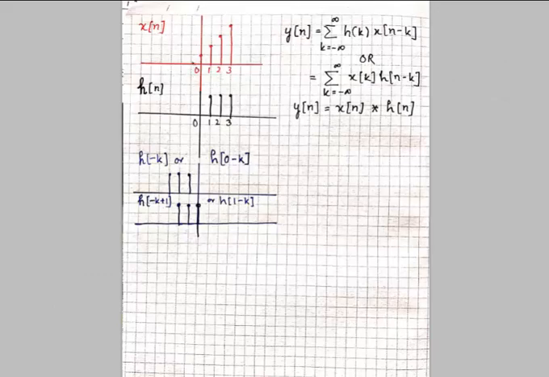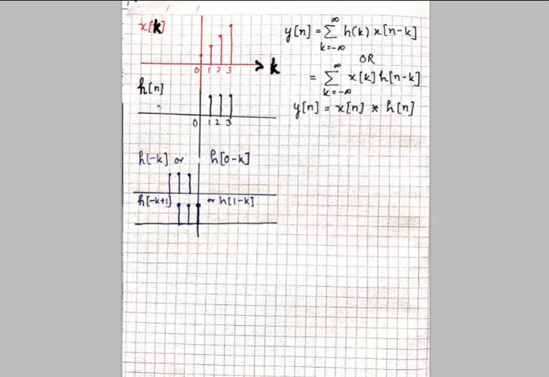Our first step is to convert this x of n into k, which is very easy. You simply replace n with k, and because this axis was n earlier, you will say this is the k axis. So that's about it. Everything that you see on the nth samples is now on the kth samples.